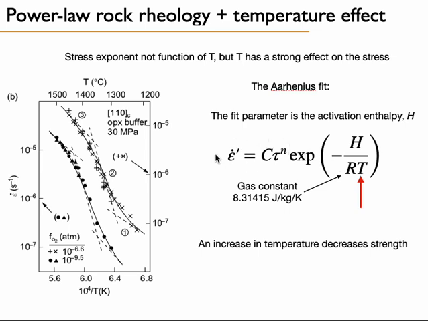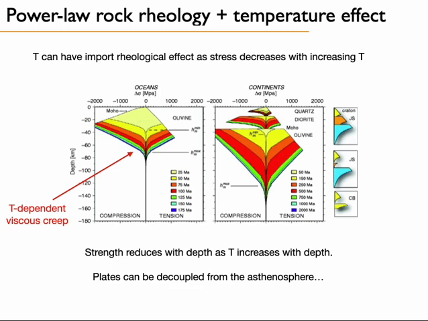So the power law relation is modified by introducing the exponential of minus H divided by RT, H to be determined by fitting the diagram. So what happens is that an increase of temperature decreases the stress in general. This will have a very important effect for the rheology of the lithosphere, because as temperature increases with depth, the viscous flow stress will exponentially decrease.